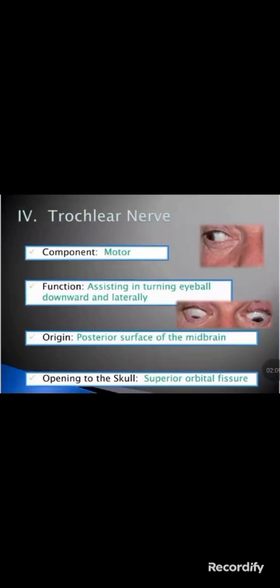And the fourth cranial nerve is the trochlear nerve. Its component is motor, function assisting in turning the eyeball downward as well as laterally, to the side away from the nose area. Next is origin, that is the posterior surface of the midbrain. Opening to the skull is the superior orbital fissure.